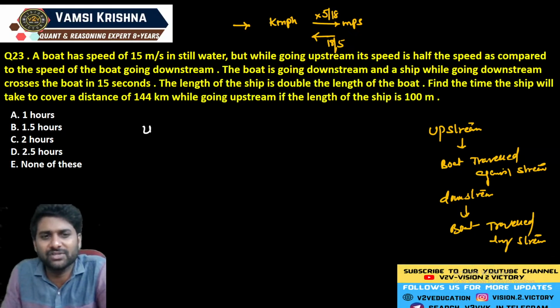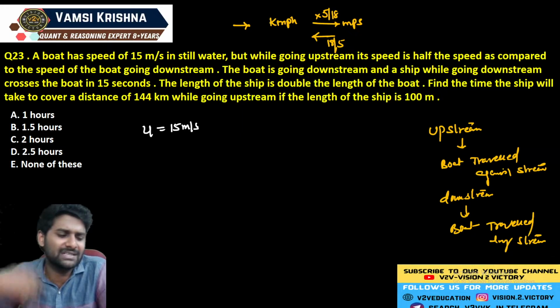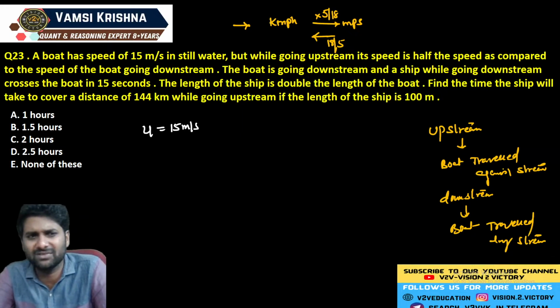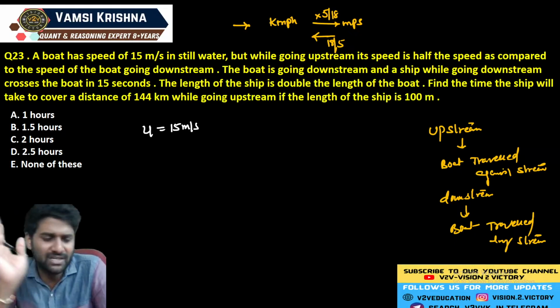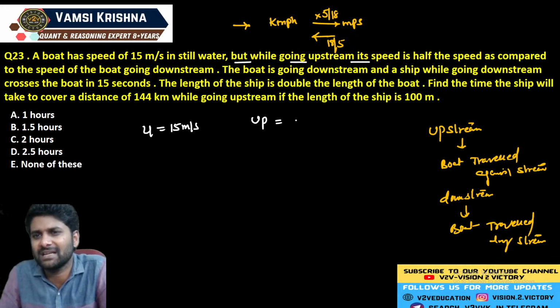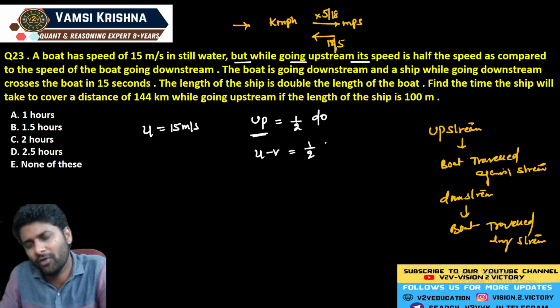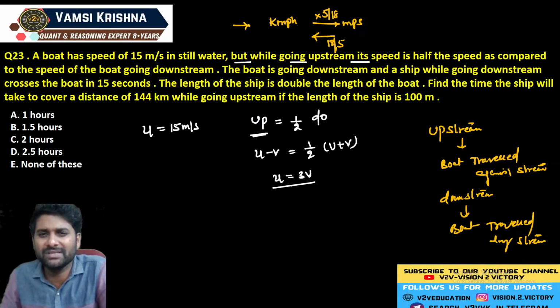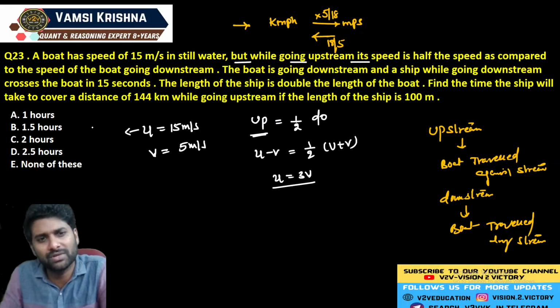The boat speed, let's assume, is 15 meter per second. You can convert it into kilometer per hour, because you have to define the information in terms of hours. Now the upstream speed is exactly equal to half of the downstream speed. You already know that upstream means u minus v is equal to half of u plus v. If you go through the calculation, you will get u is equal to 3 times v. Then you will get the v value, which is 5 meter per second. Here u is the boat speed and v is the stream speed.